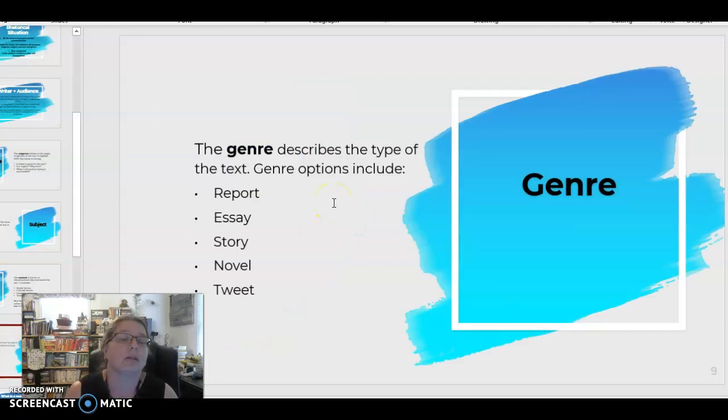We also want to discuss genre, which essentially is asking what kind of writing this is. Is this like a report, or is it an essay? Those are two very different things. Sometimes students don't necessarily distinguish between the two, but a report is different from an essay, which is also different from a story. Obviously, a novel and a tweet or a list or an article, those are all different types of genres.